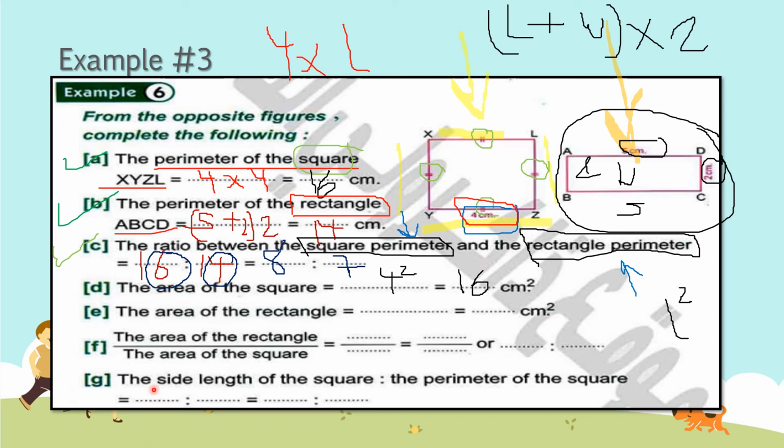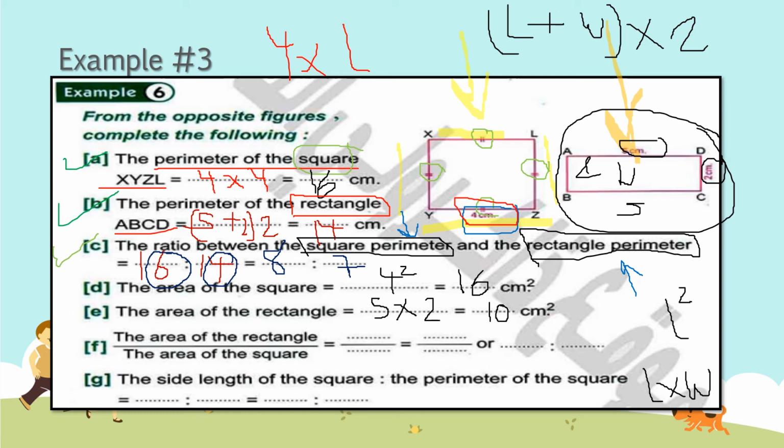Now he needs the area of the rectangle, and here's the rectangle ABCD. We know that the area of the rectangle is length times width. So the length is 5 and the width is 2. So 5 times 2 is going to be 10 centimeters squared.